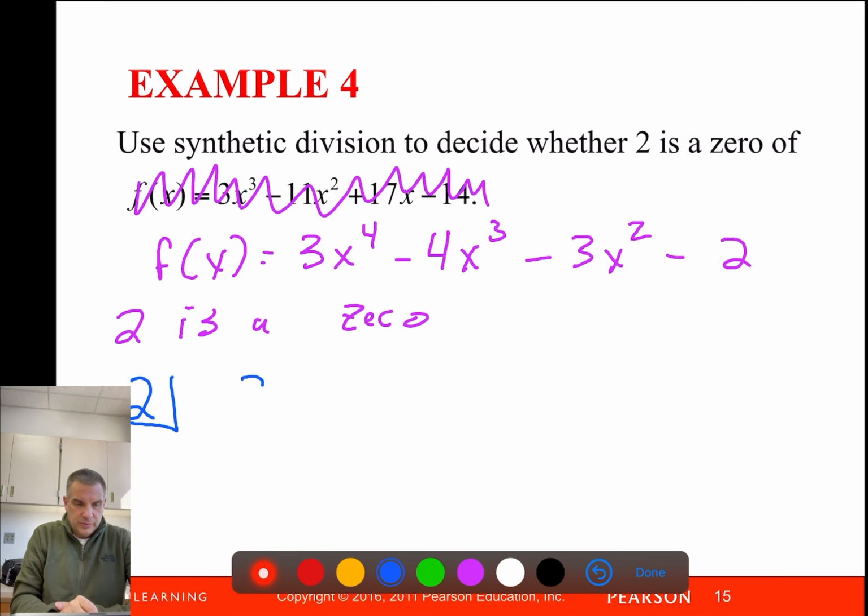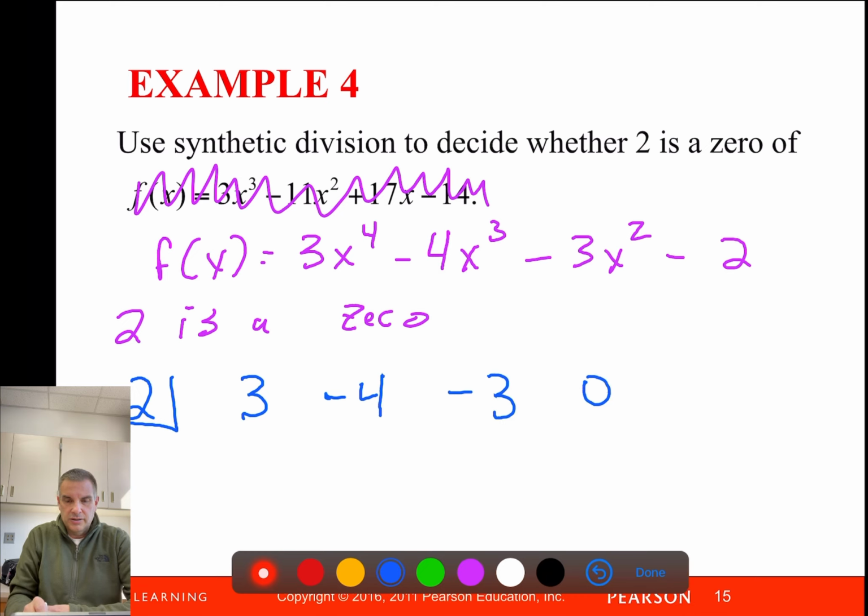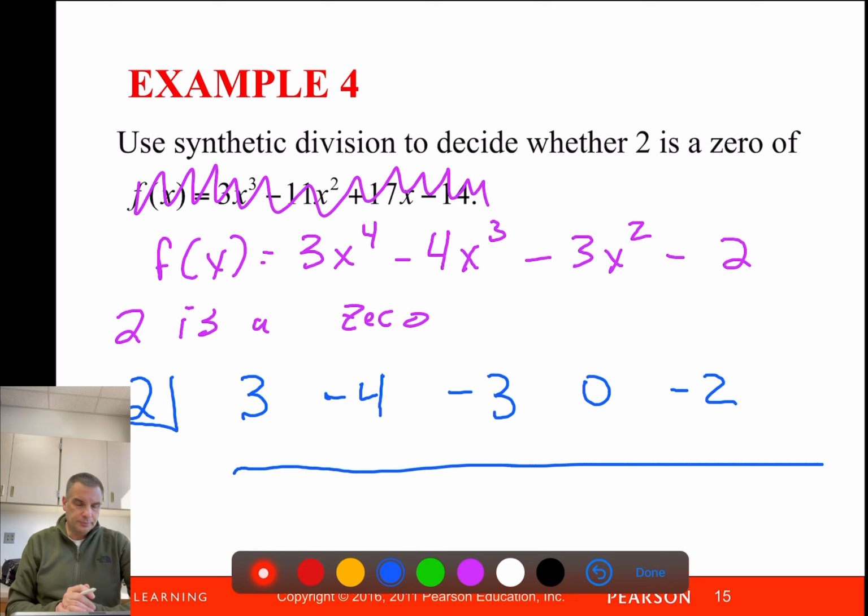So I start with a 3, then negative 4, negative 3. I don't have an x in there, so I have to put a 0. Make sure you always check for that. Okay, bring down the 3. That gives me a 6. That gives me a 2. That gives me a 4.